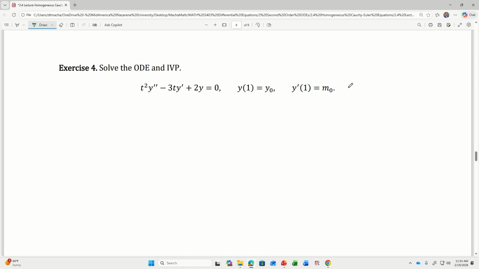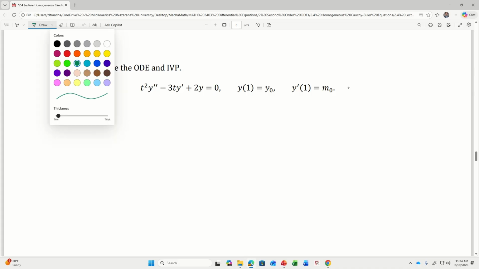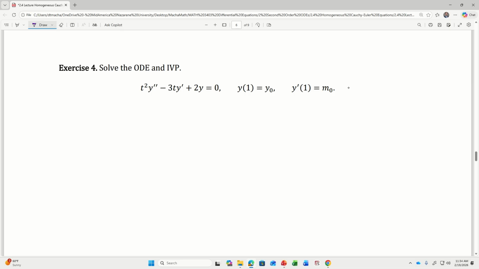So here's exercise 4. Solve the ODE in the IVP. Notice it's a Cauchy-Euler equation. And so the way you'd solve this is you would first write down your characteristic equation. And my characteristic equation for this is r squared minus 3r plus 2 equals 0. Only, that's not it. That's not the right characteristic equation. That's what I would write if this had constant coefficients. I would write a r squared plus b r plus c equals 0.